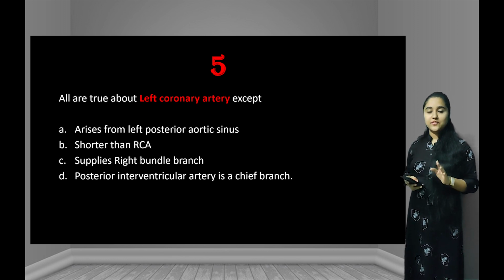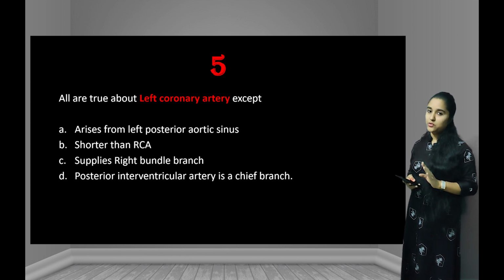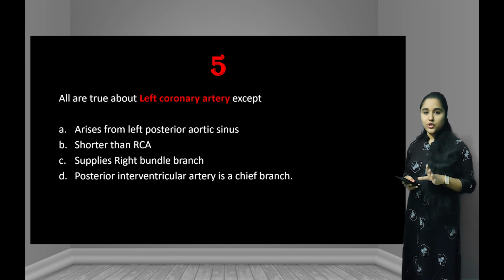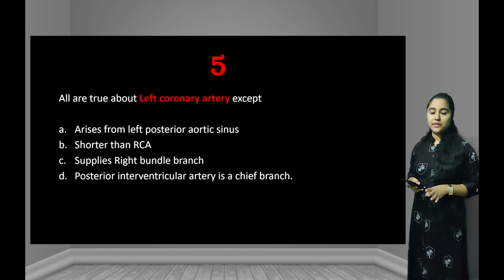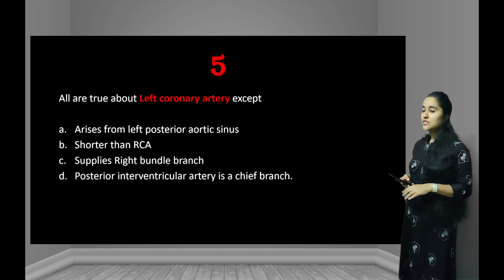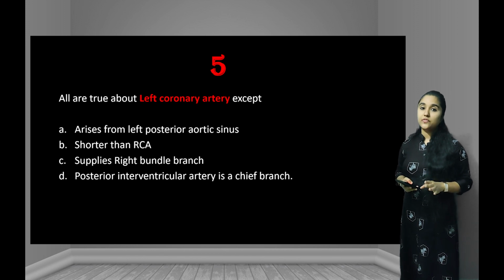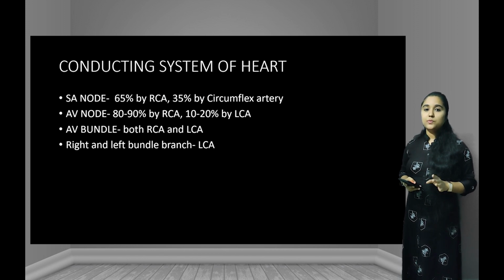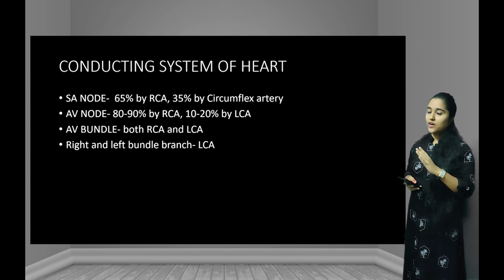So we know that the left coronary artery arises from the left posterior aortic sinus. It is shorter but of wider caliber. And it supplies the right bundle branch. That is also a right statement. Whereas the posterior interventricular artery, we know that it is a branch of the right coronary artery. So before seeing the right answer, we will see the conducting system of heart.